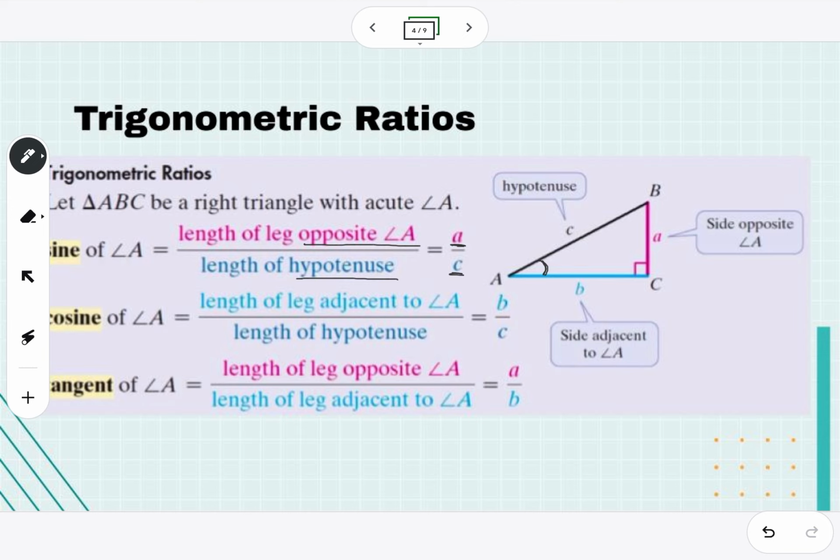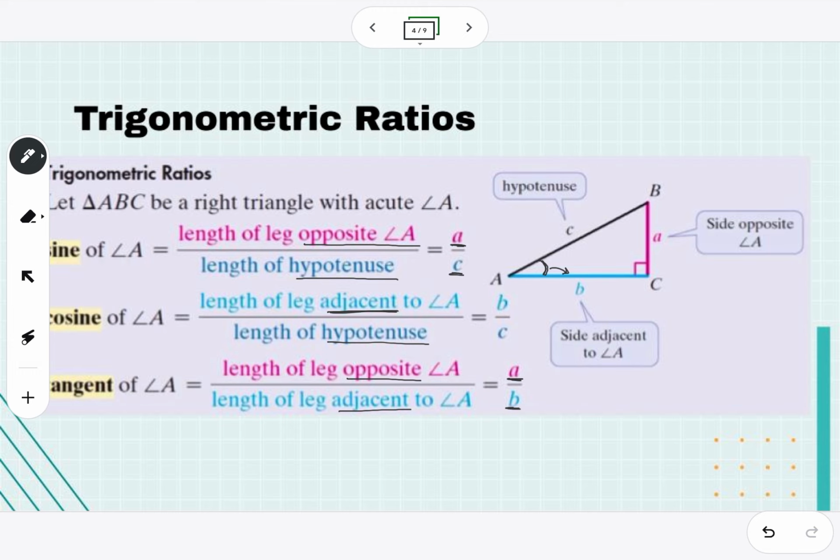The cosine of angle A would be adjacent. Remember, adjacent just means right next to, so in that case, it would just be B over the hypotenuse. So the cosine of angle A would be the ratio of adjacent over hypotenuse. And then the tangent would be opposite over adjacent. So your opposite was that A, adjacent was that side right next to B. So this is new. This is different than a lot of stuff we've done.